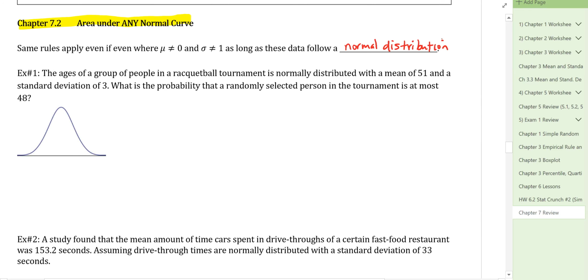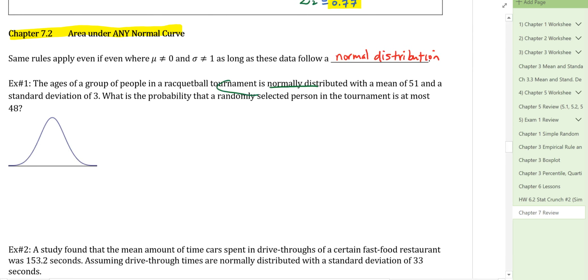Example 1: the ages of a group of people in a racquetball tournament are normally distributed, with a mean of 51 and a standard deviation of 3. What is the probability that one randomly selected person in the tournament is at most 48? Let's draw what it's trying to tell me here. I'm given that the score is normally distributed, so I'm going to write normal with a mean of 51 and a standard deviation of 3.